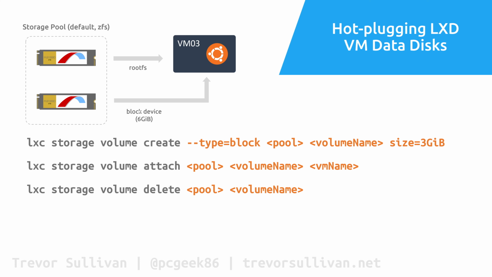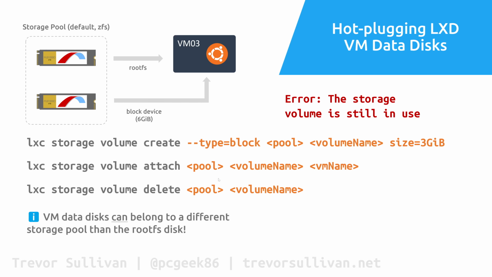Now, if you want to delete a block device, all you need to do is specify the storage pool, so in this case default, and the name of the volume that you want to delete. However, if you try to delete a data disk that's already attached to a running virtual machine, then you're going to get this error that says the storage volume is still in use. So what you'll need to do before you attempt to delete it is to actually detach it from the virtual machine using the detach command instead of attach.